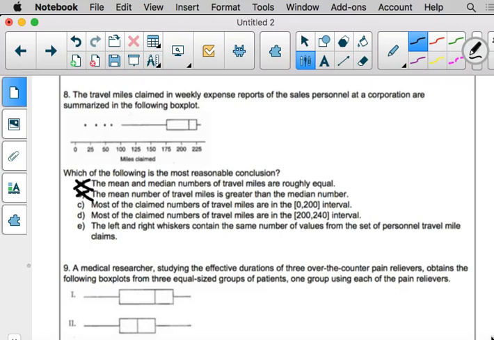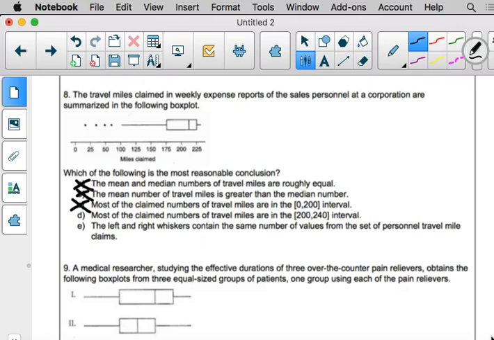Most of the claimed numbers of travel miles are in the 0 to 200 group. Well, 0 to 200, from here to here, that doesn't cover 50% of the data, right? The median is up here, which means if you're only spending up to 200, you're talking about less than half of the claimed amounts because you're below the median. So I would say C is also false.